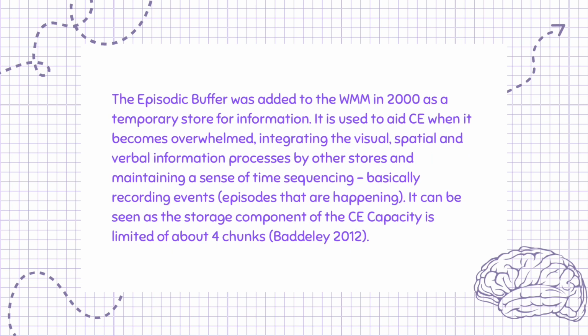The episodic buffer was added to the WMM in 2000 as a temporary store for information. It is used to aid the CE when it becomes overwhelmed, integrating the visual, spatial and verbal information processed by other stores and maintaining a sense of time sequencing, basically recording events, episodes that are happening. It can be seen as the storage component of the CE. Capacity is limited to about 4 chunks, Baddeley 2012.